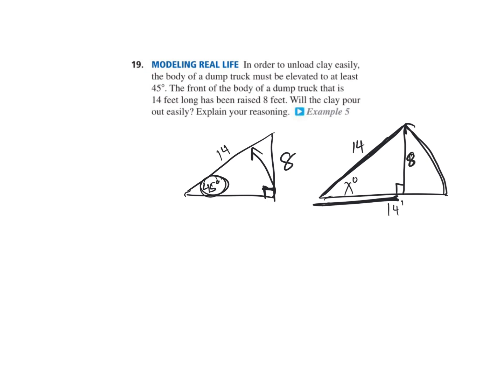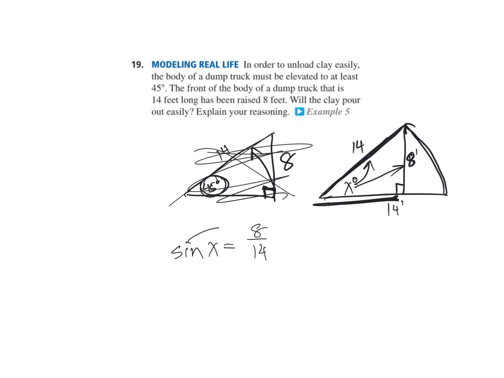So the right side here is 8 feet. It wants to know, if it raised 8 feet, do we reach 45 degrees? So how do we find x? Well, from x, we have the opposite leg and the hypotenuse. So that's the sine of x equals 8/14.